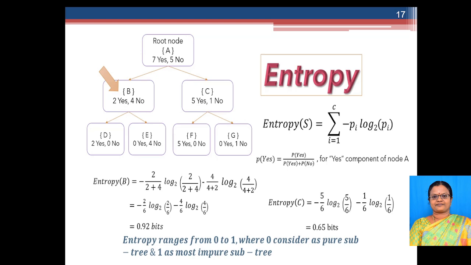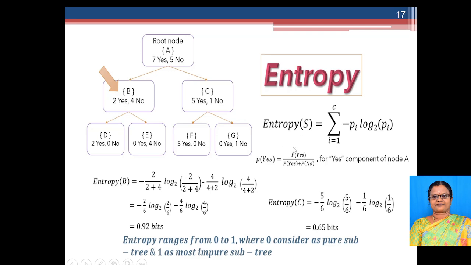In this example I have a node, let's say A, where I have 12 outputs in total. Out of the 12 outputs, I have 7 outputs with yes and 5 outputs with no. For such a case I am going to apply entropy. This is the formula: Entropy of S is equal to the summation from i equals 1 to C of minus Pi log 2 of Pi, where P talks about either yes or no. Let's focus on yes alone. P of yes is equal to the count of yes divided by the count of yes plus the count of no.